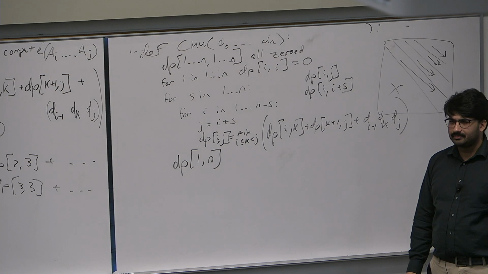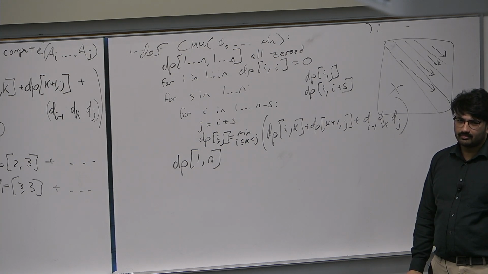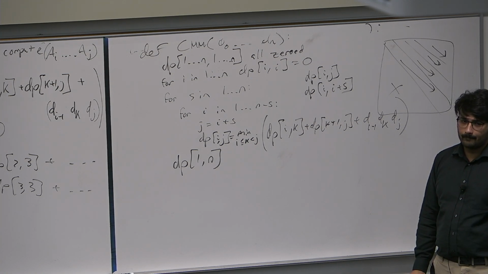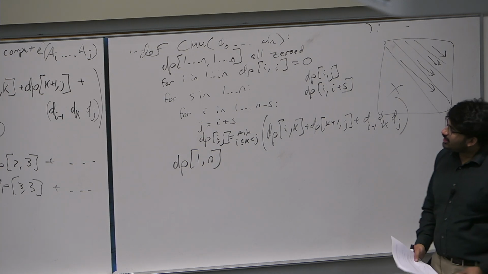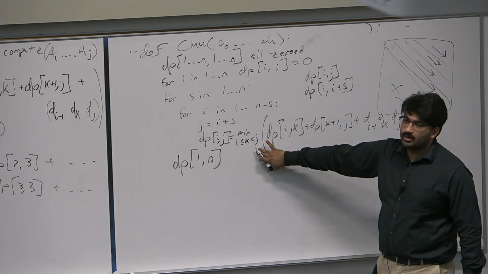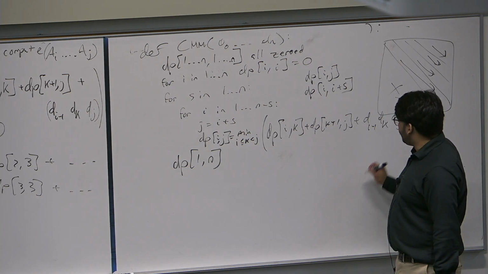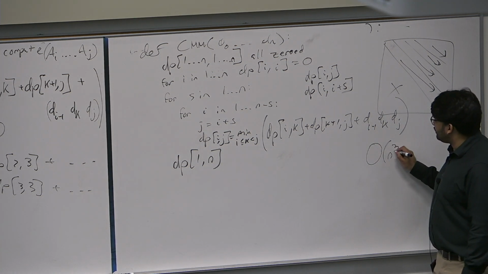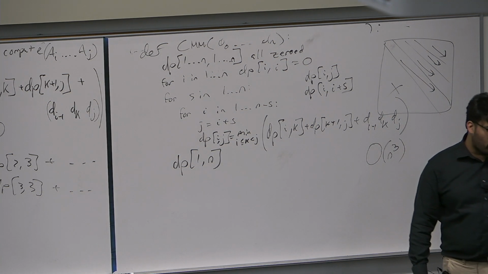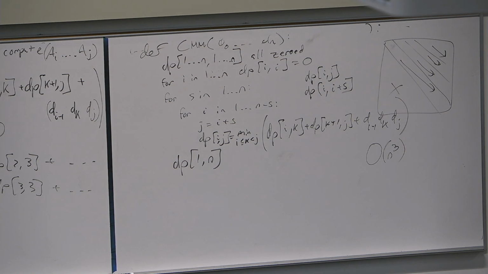What's the runtime? Why? The easy way to say it: okay, 2 for loops, and then there's a min here that's also a loop of at most n. So this is n cubed. Can you do a more careful analysis? This is not a serious question. Can you do a more careful analysis and get a better answer?